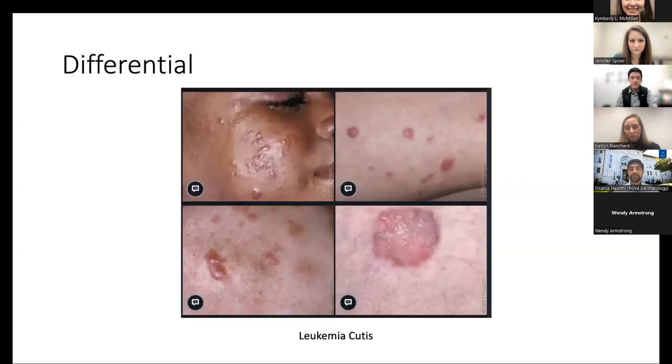And then on the differential, I have two more just to go over pretty quickly. From a neoplastic perspective, something that comes up is leukemia cutis, which is a cutaneous manifestation of an internal leukemia. Generally, this portends a worse prognosis of a patient's leukemia and warrants further workup with hematology. Additionally, you might see features like thrombocytopenia, which on the skin would be more like bruising or petechiae on the skin.